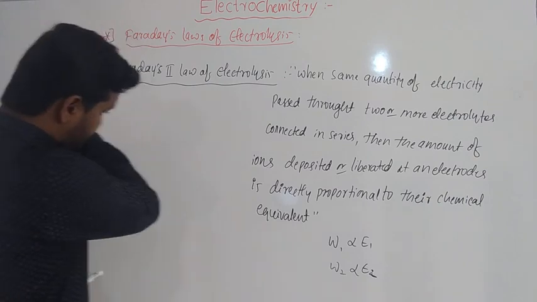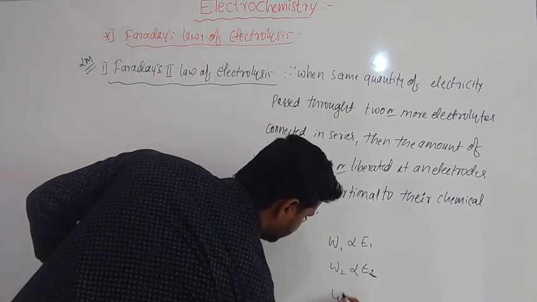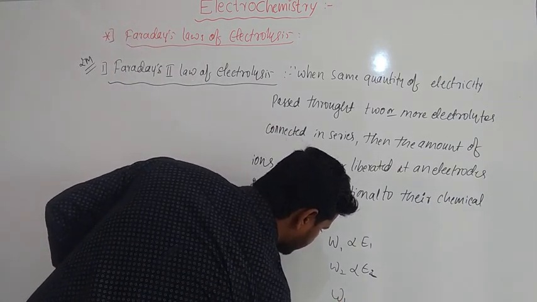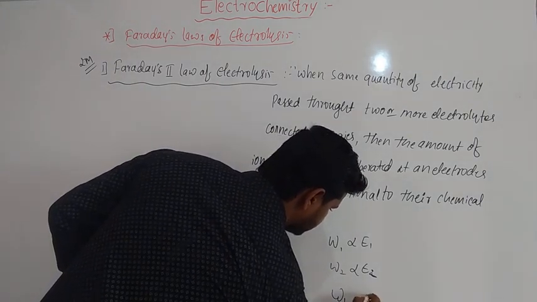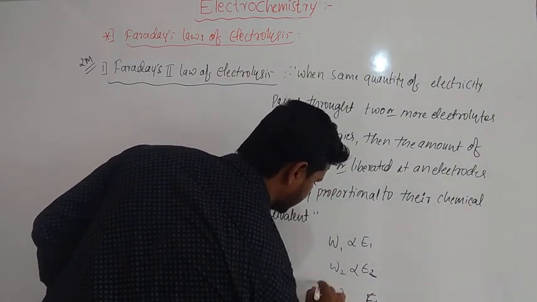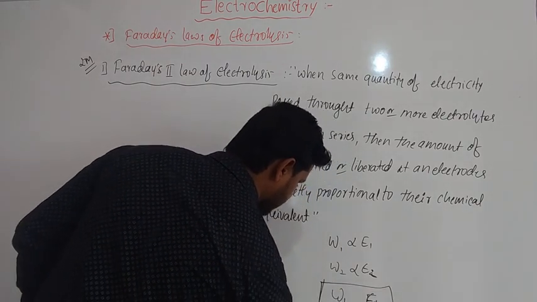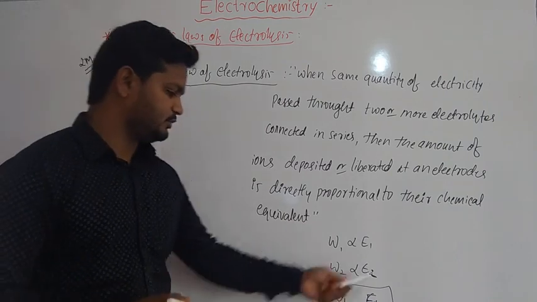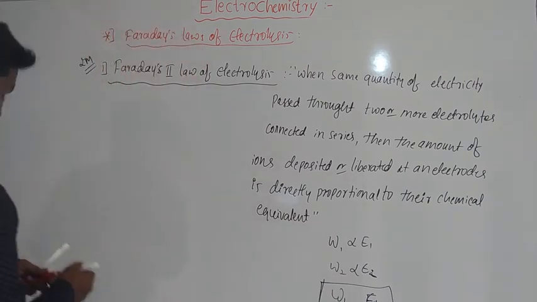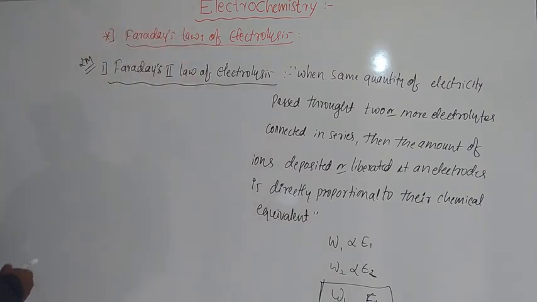So here W1 by W2 is equal to E1 by E2. This is the mathematical expression for Faraday's second law, W1 by W2 equals E1 by E2. And this is the diagrammatic representation of Faraday's second law.